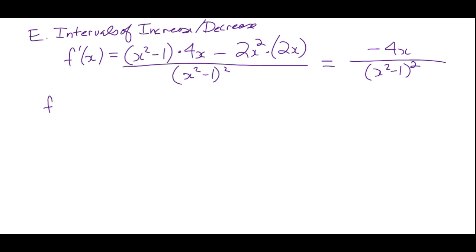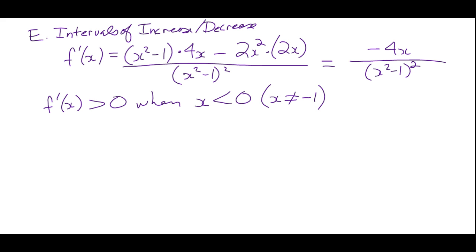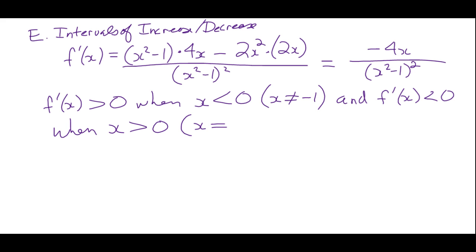So what are we going to say? f prime of x is greater than 0 when x is less than 0. But it can't be -1, right? So any value less than 0, good, but not -1. And f prime of x is less than 0 when x is greater than 0, but it can't be 1. Okay, so it's greater than 0 or increasing.